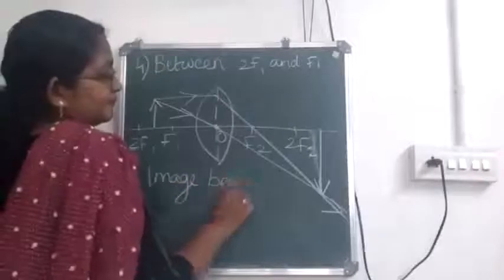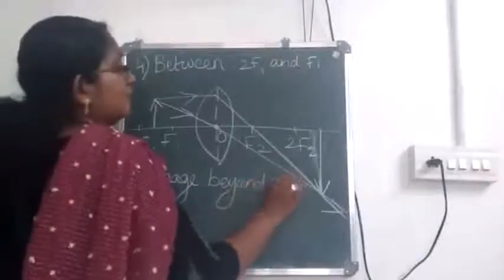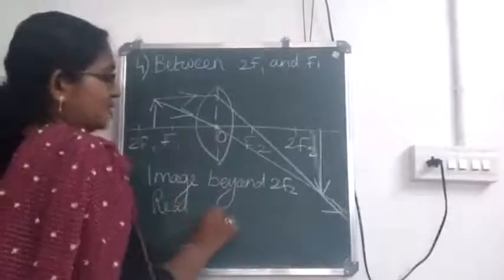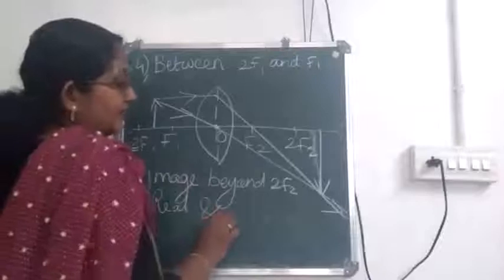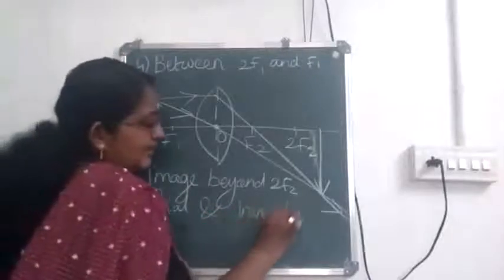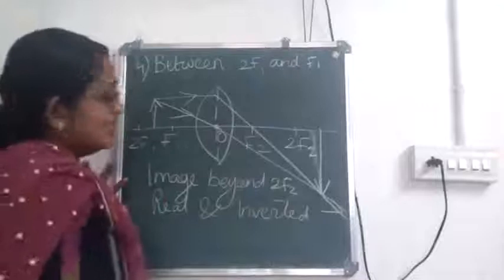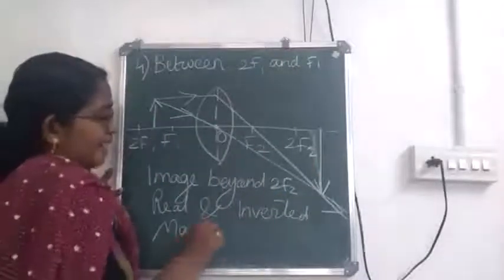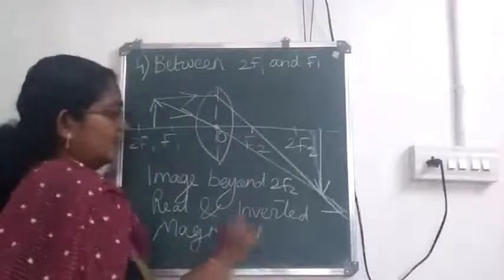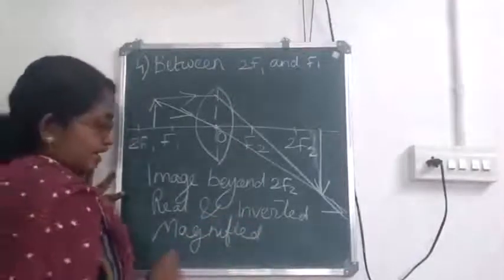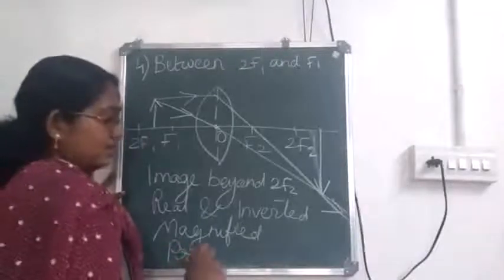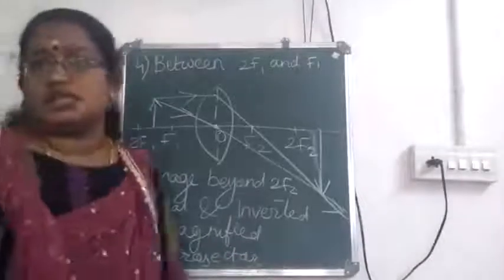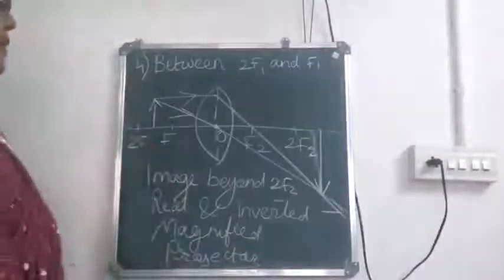Okay. So, what all things will we write? Image beyond 2F2. Image is beyond 2F2. Since the rays actually meet, you can say that it is real and inverted. Then the next thing is it is bigger. That means it is magnified. Okay. And what about its use? It is used in projectors. Okay. This type of image formation is used in the projector. So is it clear about the fourth set?